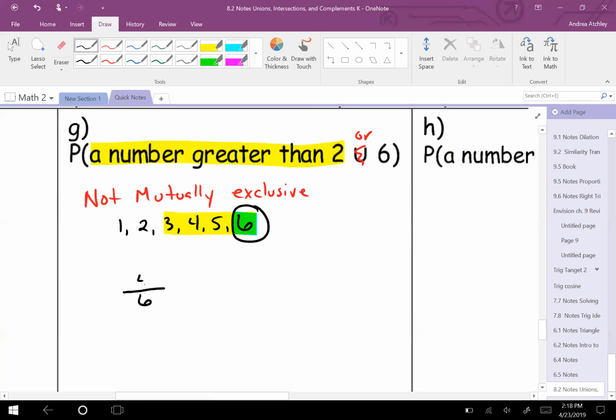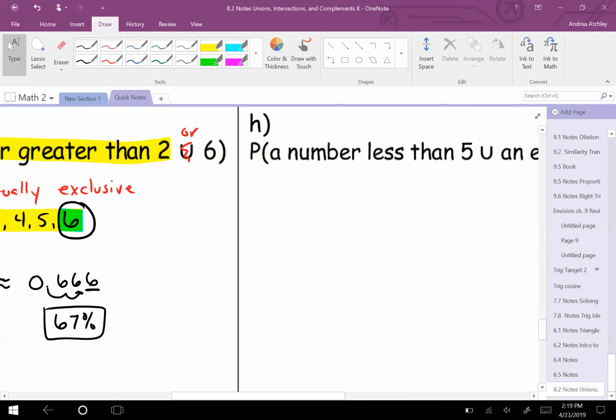Very good. 4 out of 6, which is about 0.666. Does the 6 make the 6 move up? Yes. Move my decimal over twice, and I get 67%. Any questions over that? Okay, you guys do the next one.